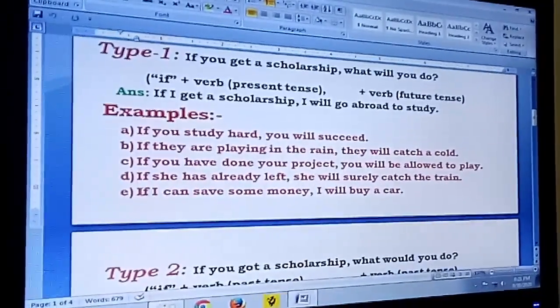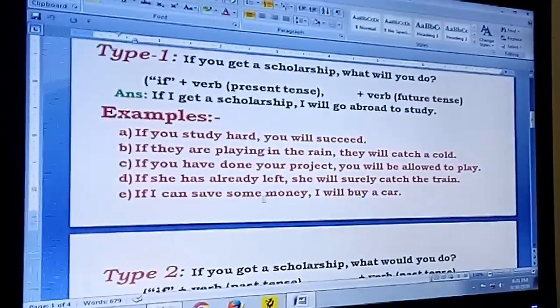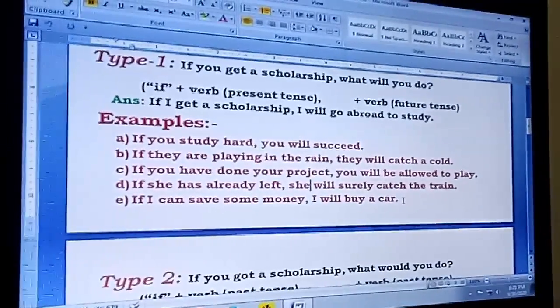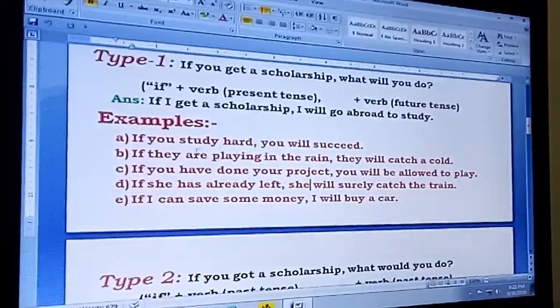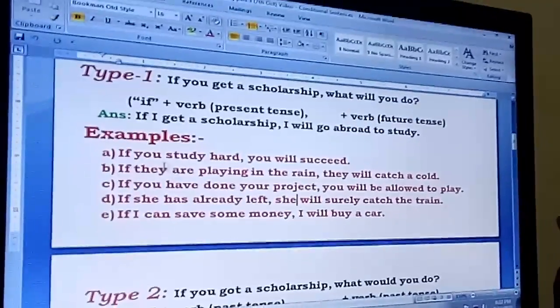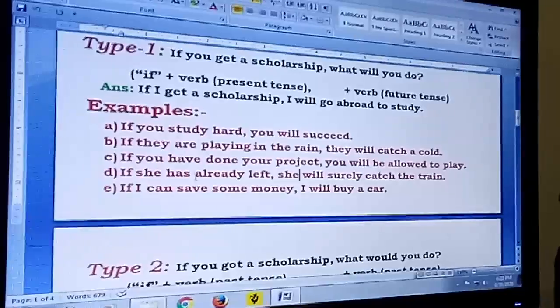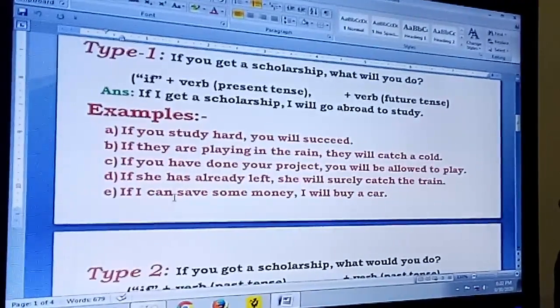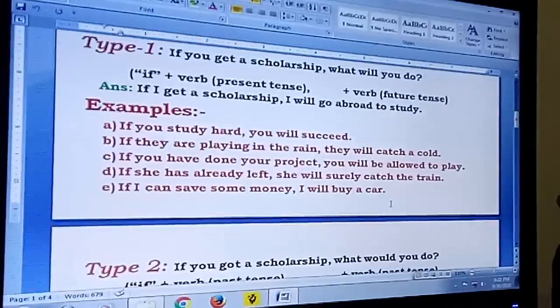Now very often we say, if I can save some money, I will buy a car. So not only have or has or are playing, but can also is used in the present tense. So if I can save some money, I will buy a car.